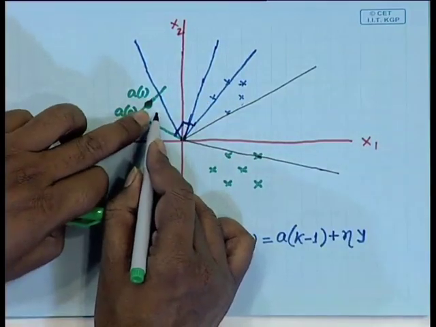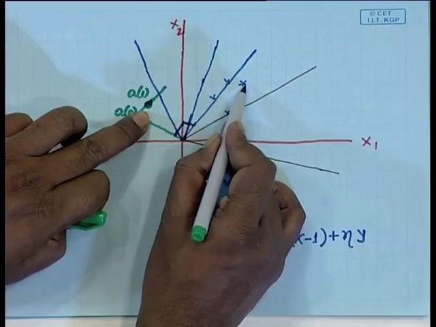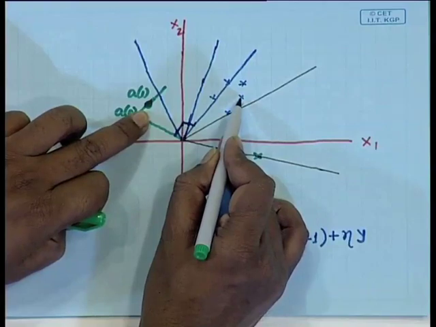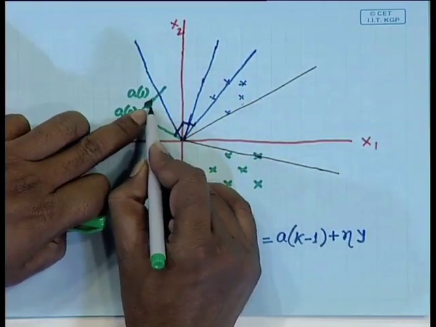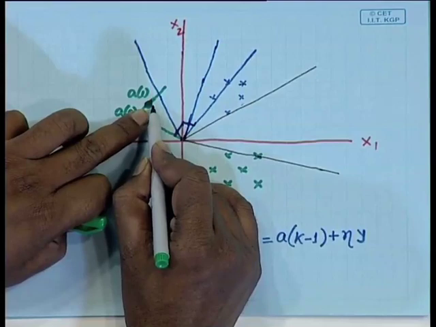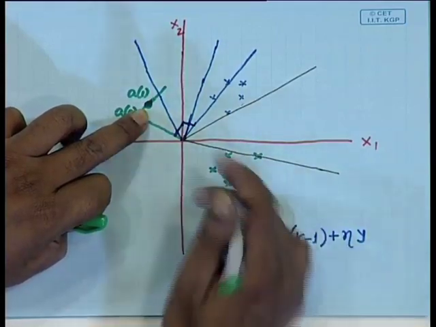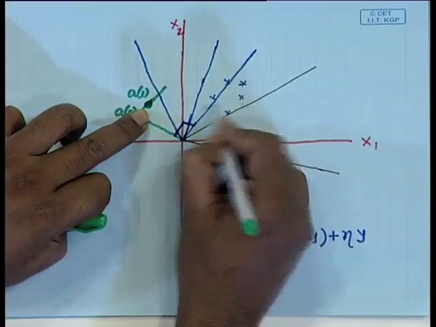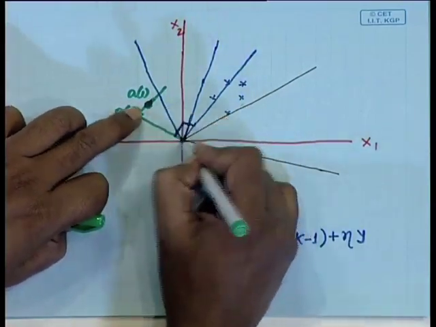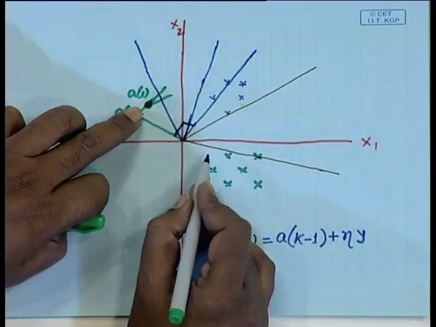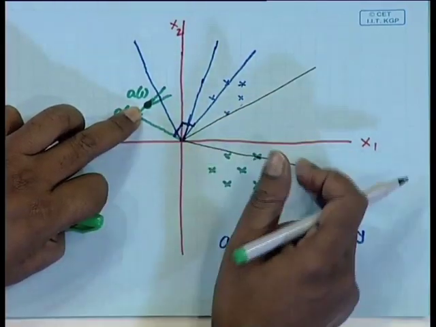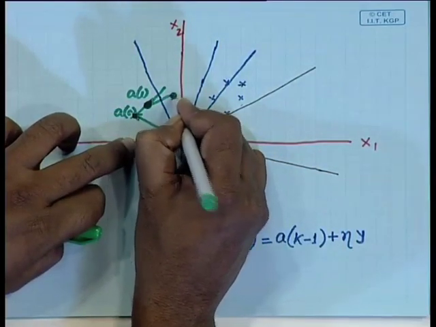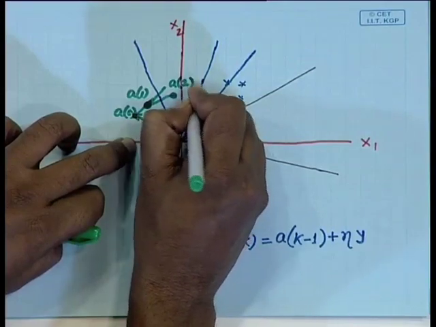Now, this A 1 will properly classify this sample, this sample, this sample, but it may not properly classify this sample. If it does not, then to determine A2, I have to add to A1 a scaled version of this vector. This is in this direction, so the weight vector will be moved in the same direction by a certain factor. And while doing this, it may be possible that this A2 has come within the decision region.